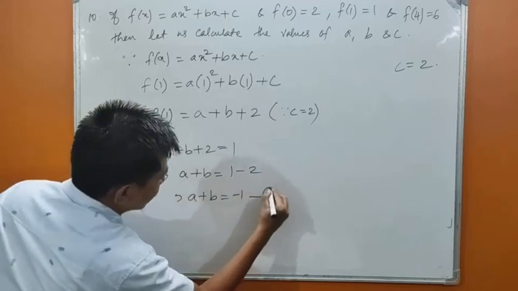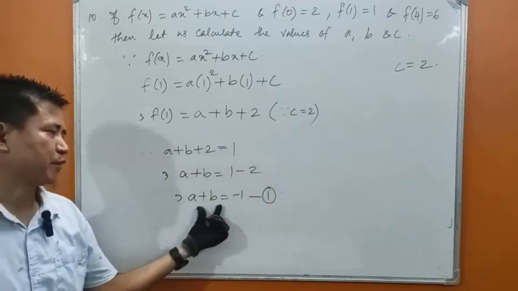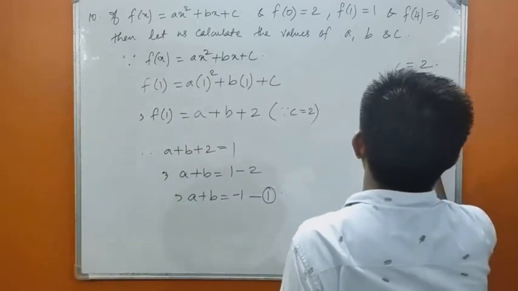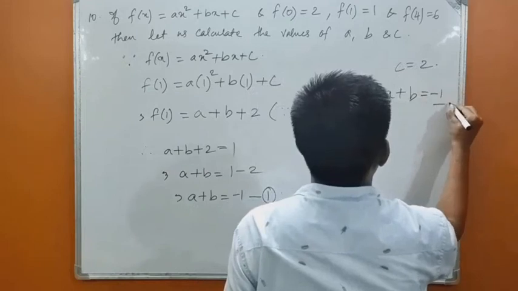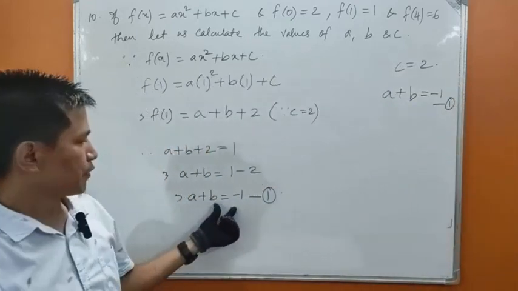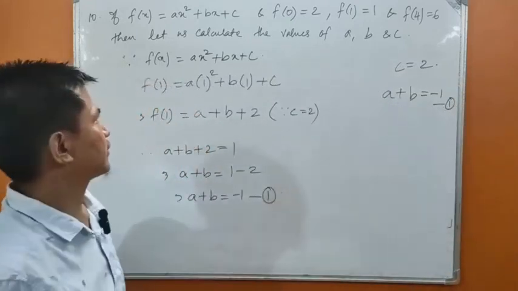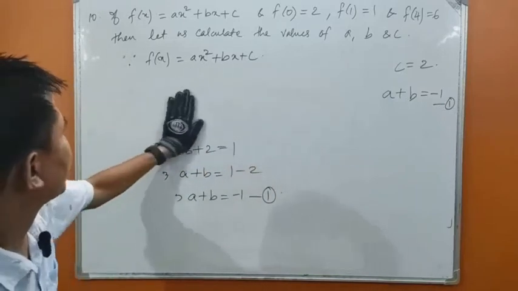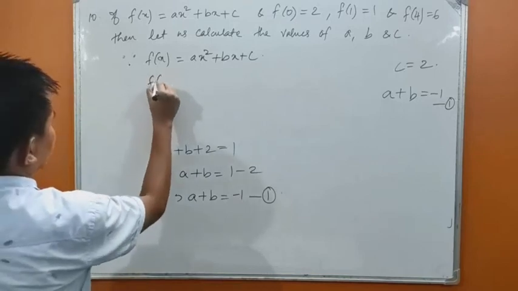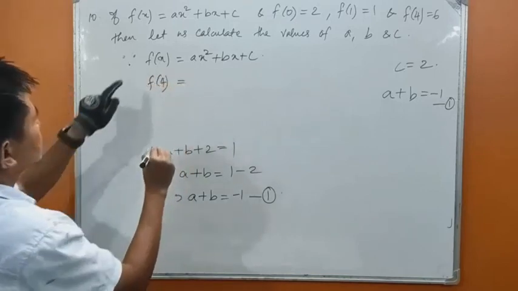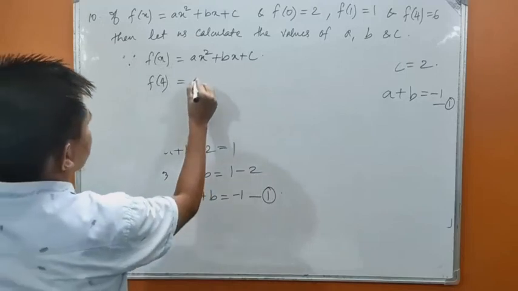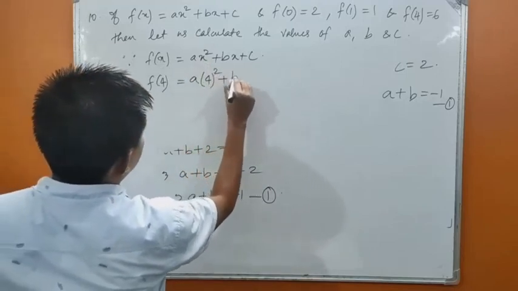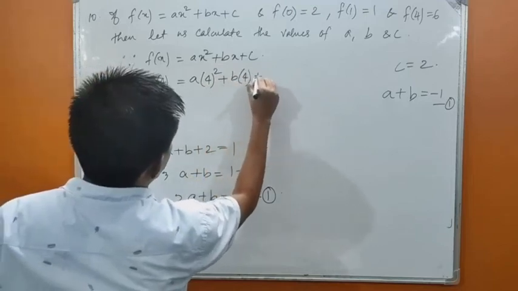This is equation 1, okay? This is equation 1. a + b equals minus 1. We will use this later on, so let me write here. a + b equals minus 1. This is equation 1. Now let us find the value of f(4), okay? f(4). Since f(x) is this, f(4) means a times 4 squared plus b into 4 plus c, isn't it?